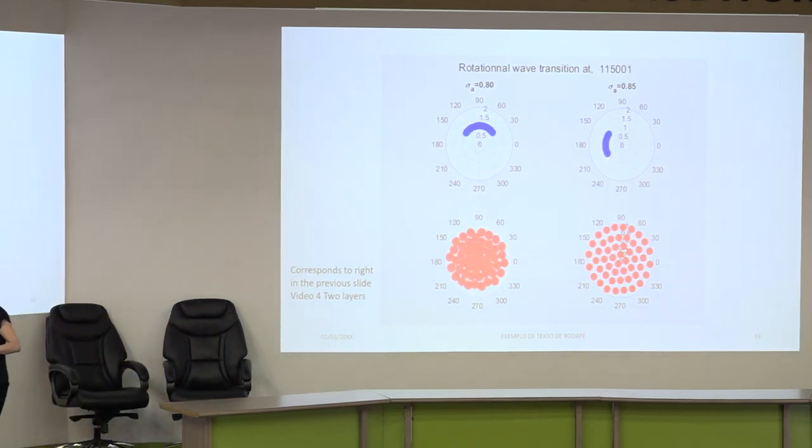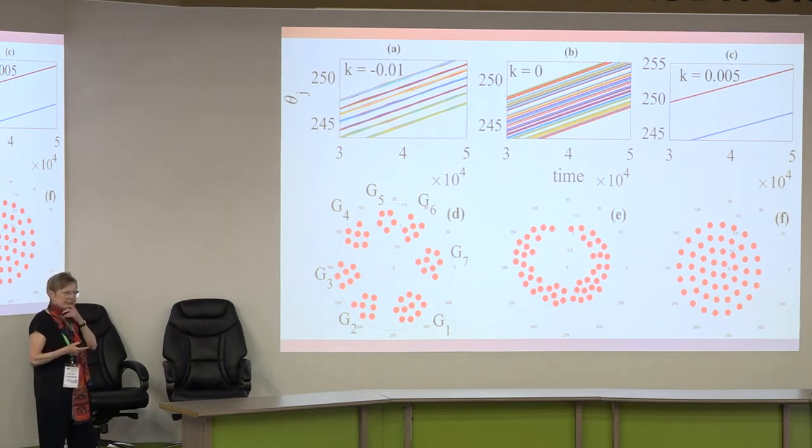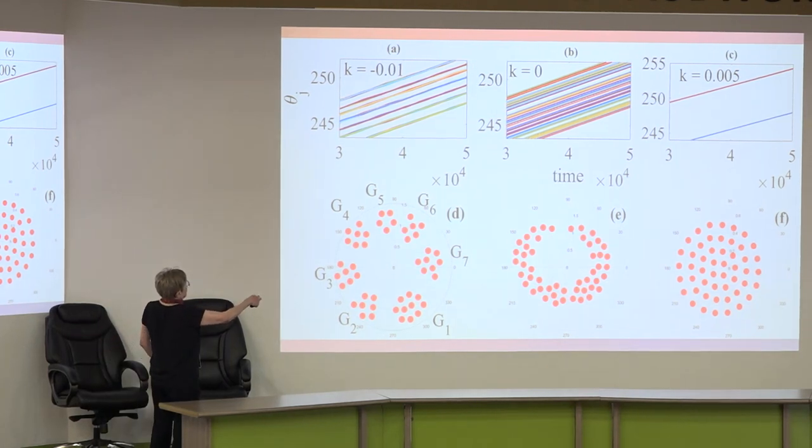Now going back to the one layer case, remember that I stopped, and I said, okay, now that we have seen these things, let's go back to the other one and see what is going on right before the synchronization. That was the point of the discussion, whether it was explosive or not. And the thing that we found is that before the synchronization, these rotational waves also appear. As you can see here, they are first a bit disordered, and the particles are essentially grouped in clusters.